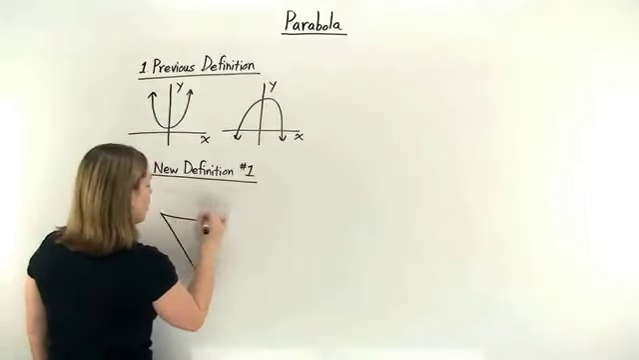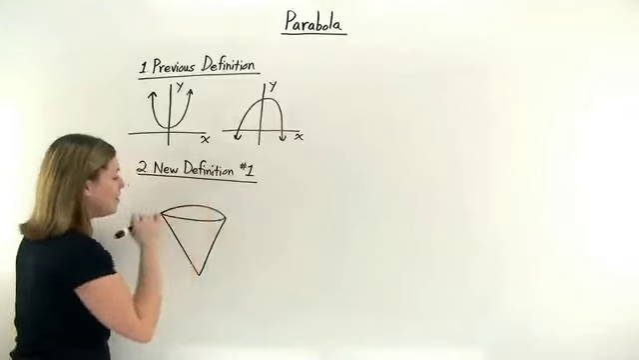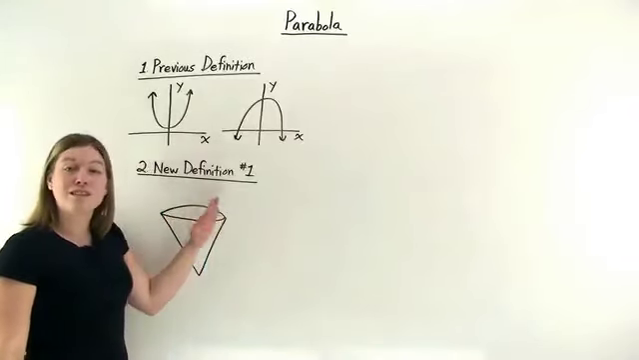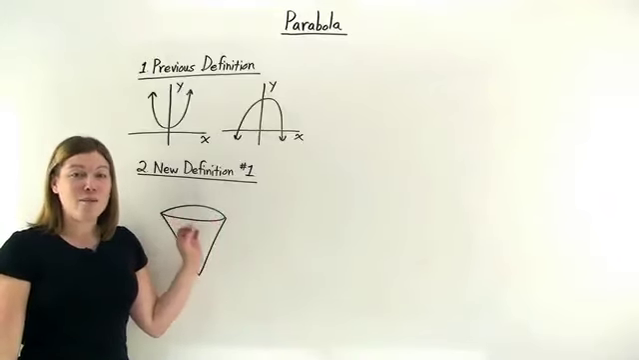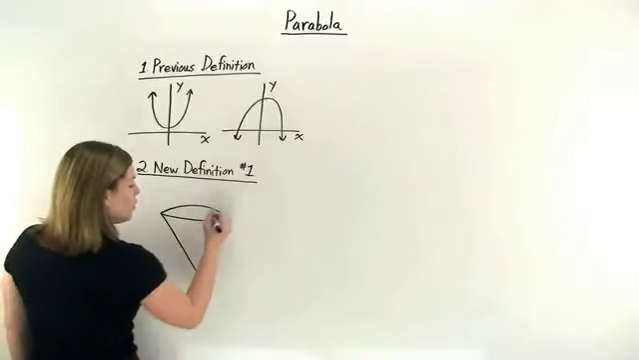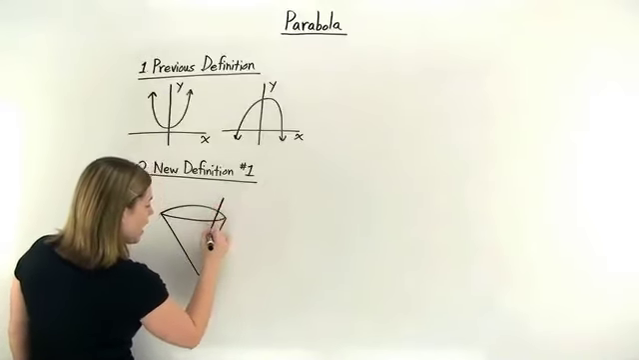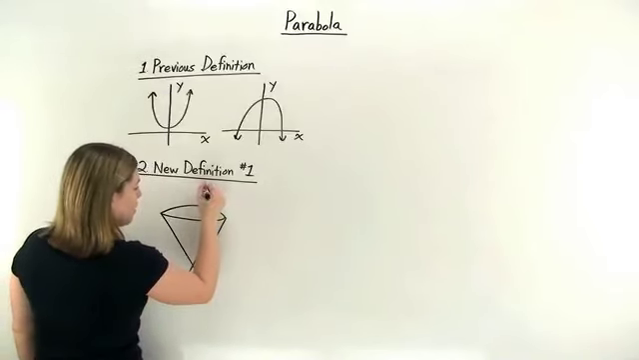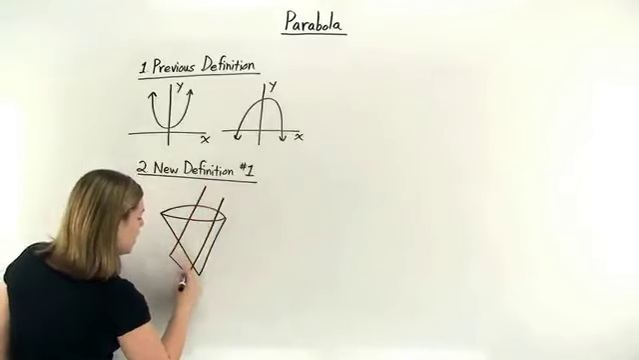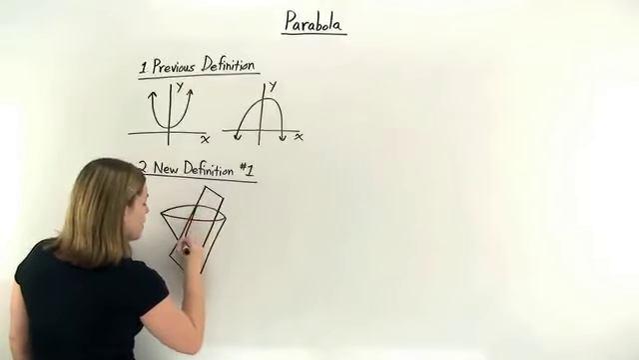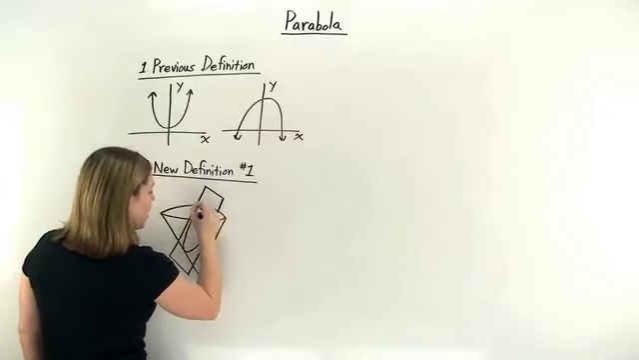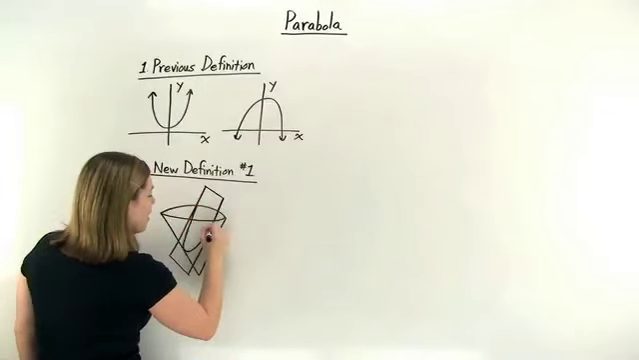So, let's draw a cone. Then, let's say we take a plane and intersect or slice that cone. But we want the plane to intersect at the same angle as the side of the cone. So, when we do that, we'll have a plane intersecting this cone, something like this. Now, where the two intersect, this is what we get. This U shape right here.